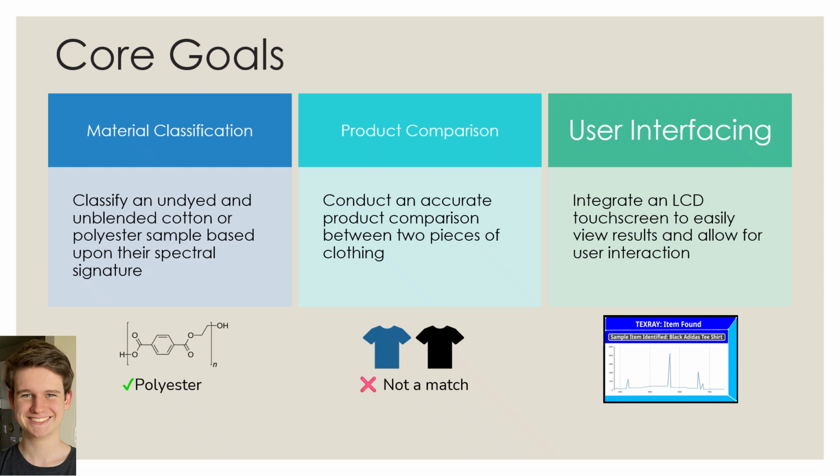Our main goal is to classify cotton and polyester samples based on their spectral signature. The samples under consideration are ISO standardized and will be undyed and unblended. We'd further like to implement a second functionality which will be able to conduct a product comparison by their spectral signatures. To achieve these goals, we have been focusing on the objective to develop a robust, accurate spectrometer design paired with user interfacing.